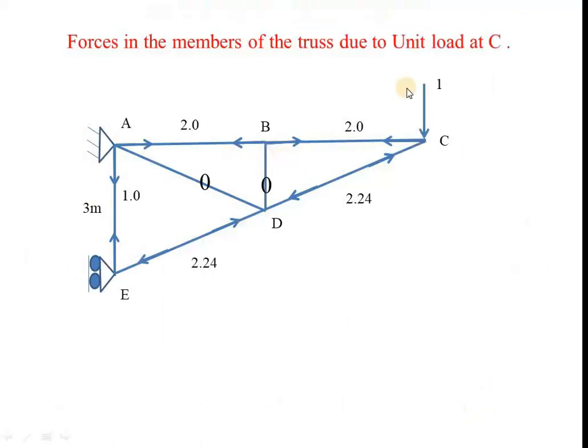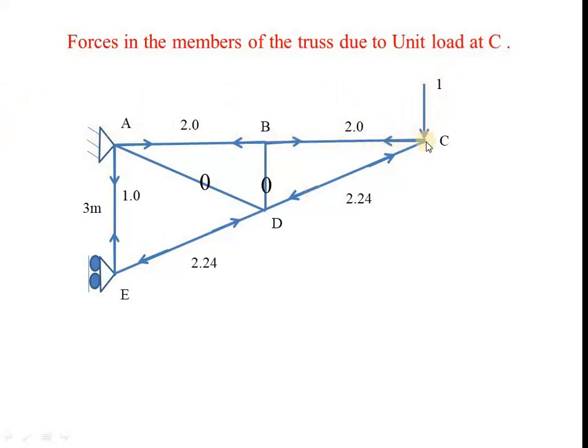Now, if I want to calculate the same problem by the unit load method: there was 40 kilonewton and we have found the force in all the members. Now replace that 40 by 1, then find the force in all the members either by method of joints or, if the truss is carrying a single point load, and earlier it was carrying only 40 kilonewton at C and no other load, then whatever forces you got in each member due to 40 kilonewton, you divide by 40 to get the force in all the members.